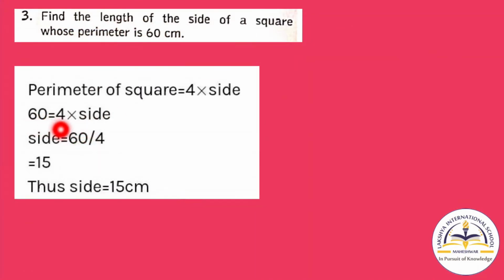So this 4 will become 60 divided by 4. It means side equals to 60 divided by 4, that is 15. So side equals to 15 centimeter. Centimeter because the perimeter is given in the centimeter, it means the side will be also in centimeter.